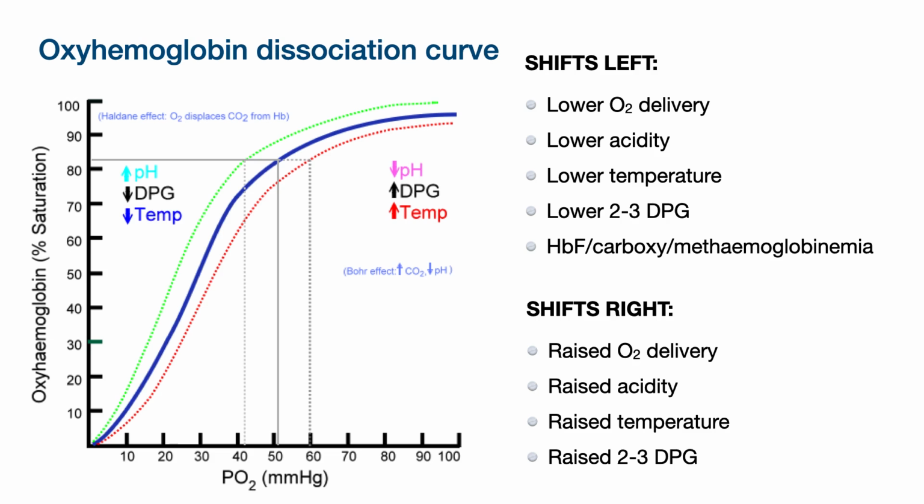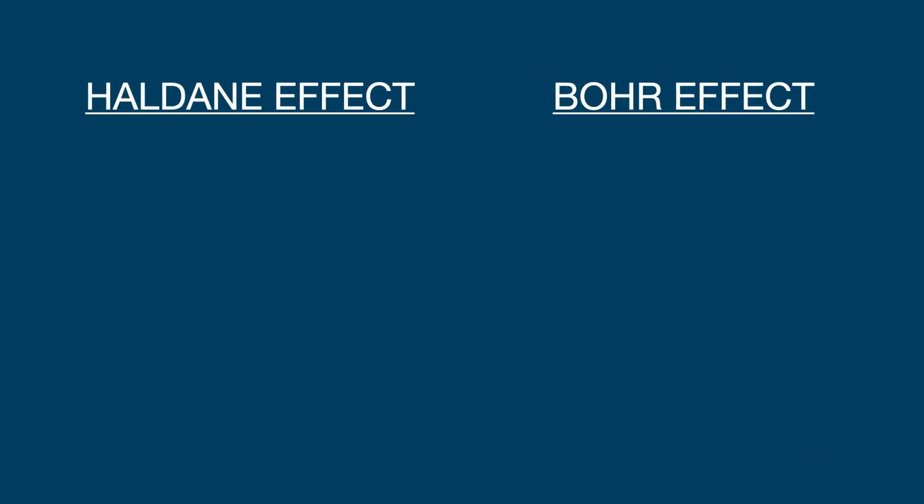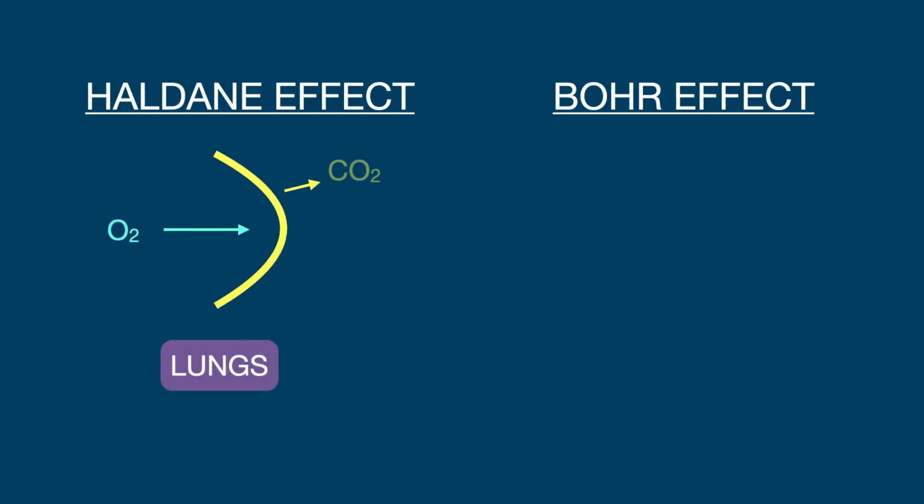The oxygen dissociation curve describes the relationship between the percentage of saturated hemoglobin and partial pressure of oxygen in the blood. It is not affected by hemoglobin concentration. On the same note of oxygen dissociation, there are two concepts to be understood, which are the Haldane effect and the Bohr effect. The Haldane effect describes the phenomenon by which binding of oxygen to hemoglobin promotes the release of carbon dioxide.